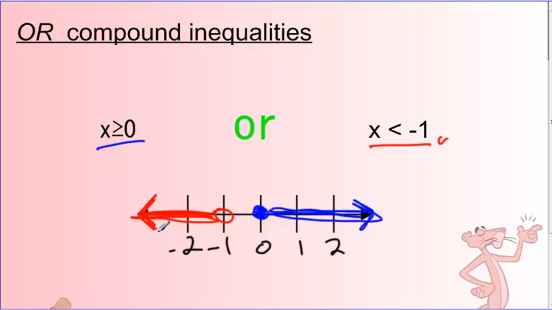You'll notice that these two lines do not crisscross. That's okay. This is not an AND, where both of them have to be true. An OR inequality is when one can be correct or the other can be correct. It doesn't matter, so we highlight both answers. So the answer here is literally all of this stuff: less than negative 1 and bigger than 0.